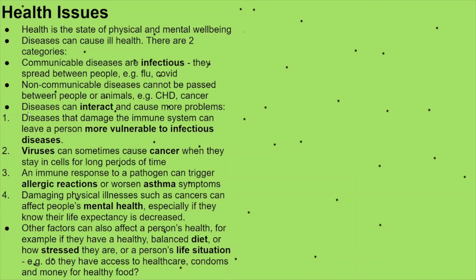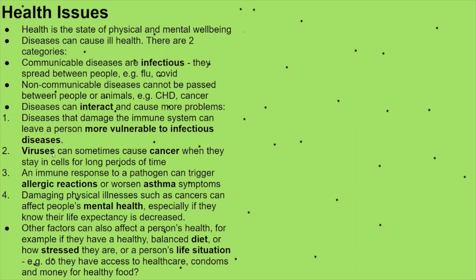But first, we're going to look at how different diseases, communicable, non-communicable, physical, mental diseases, they can interact. There's 4 different ways that you might be asked about. Diseases that damage the immune system can leave a person more vulnerable to infectious diseases. So you have maybe a non-communicable disease that damages your white blood cells or something. That makes you more vulnerable to communicable disease.